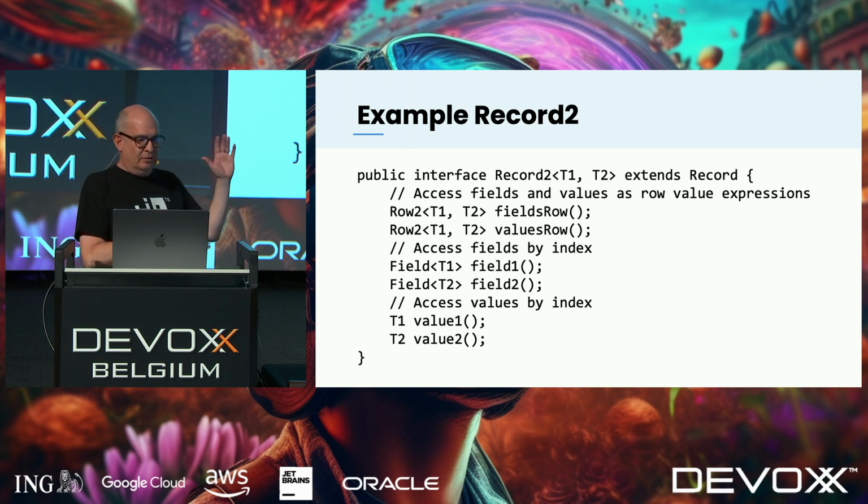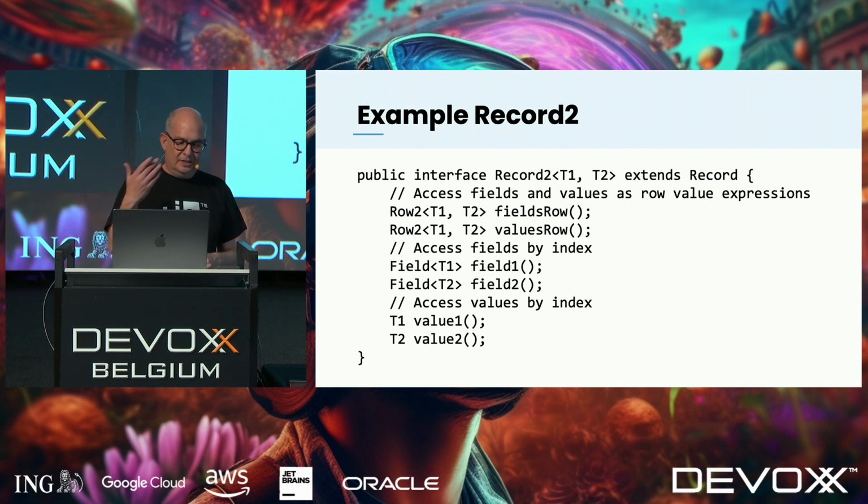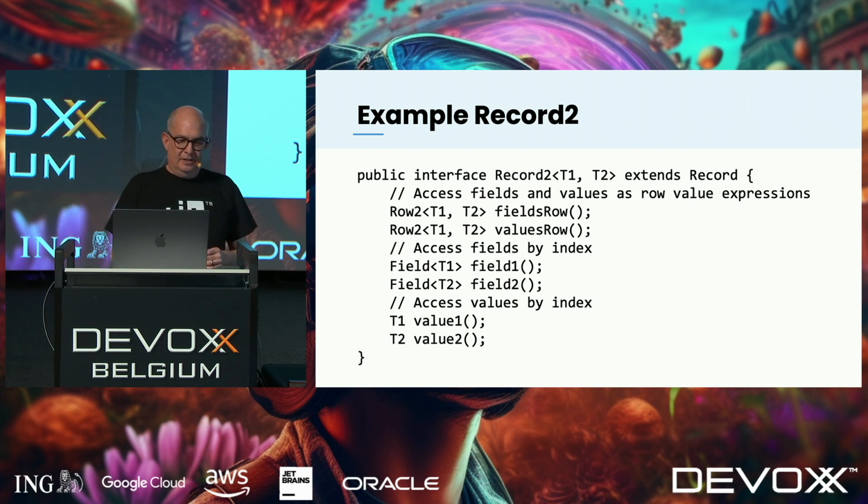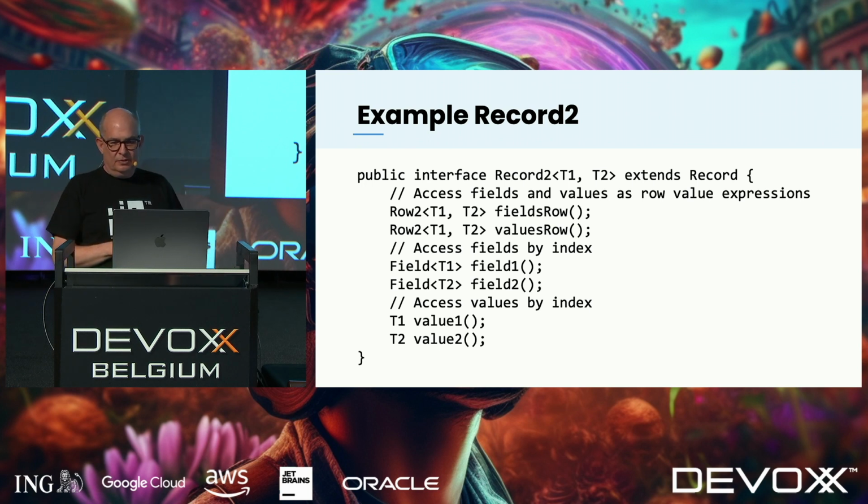And this record is an interface, and it has some methods like field 1, field 2, then you can get information about the field, or you get the value 1 or 2, or you can call get, as I've shown you before, then you can define which field you want to get back.